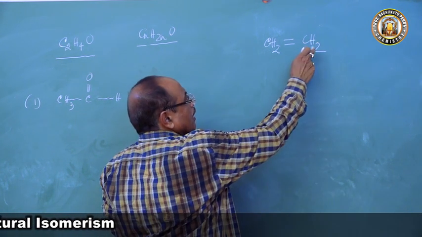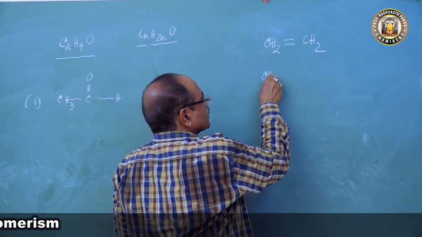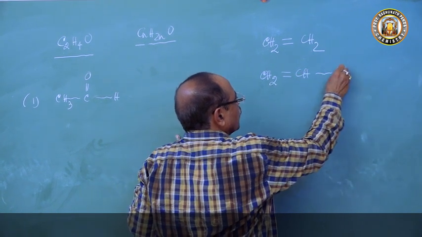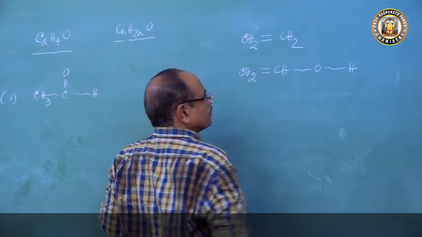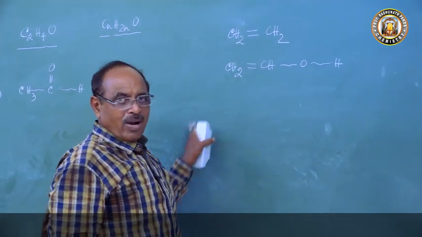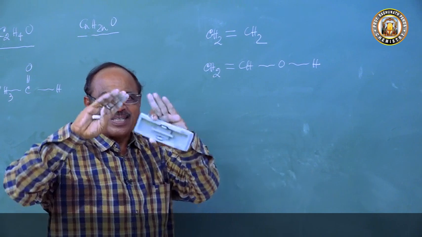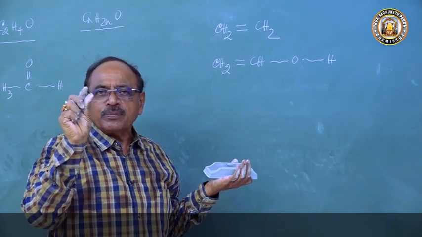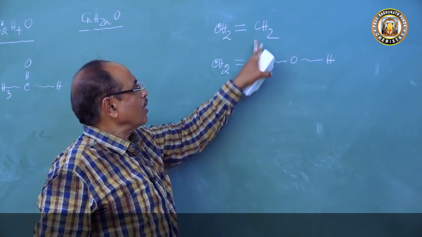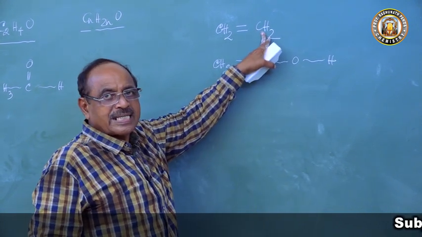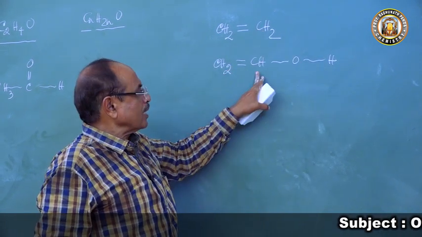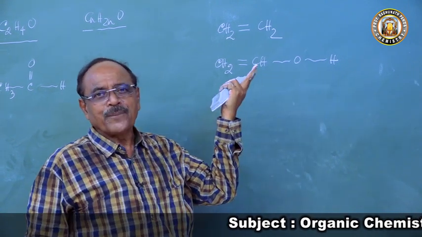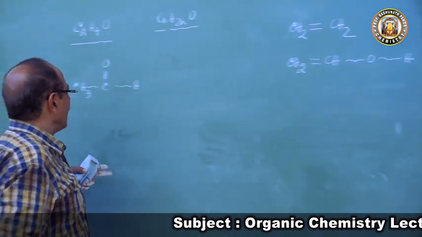Suppose we remove one hydrogen atom here: CH2=CH, then O, then H. We can write like this. How am I attempting this? I am writing the carbon skeleton CH2=CH2. What is there with me? One O. So I want to write an O, but I cannot write O here. To write O, I have to remove a hydrogen atom. I remove the hydrogen atom and write this here. So it can be an alcohol.